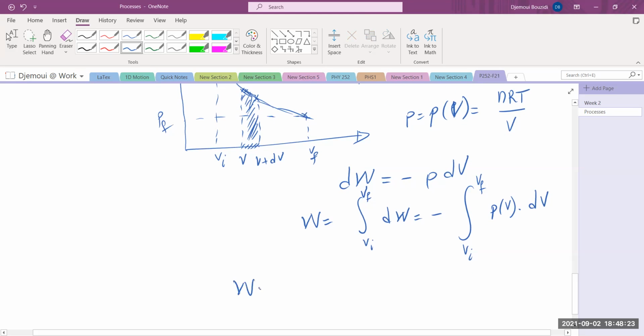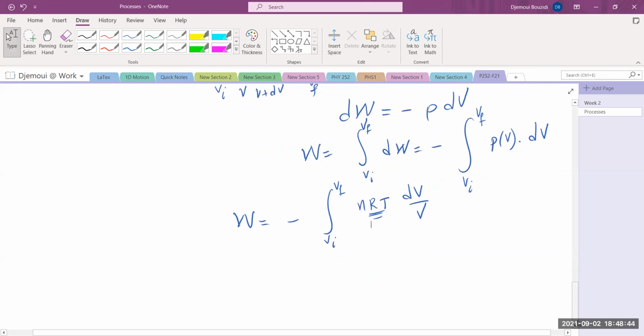So in this case, W is equal to minus the integral from V initial to V final of nRT dV over V. This is a constant. That's why it's an isothermal. It's just like a number. So we're going to get it out of the integral, and at the end of the day, we will have a simple integral to do.